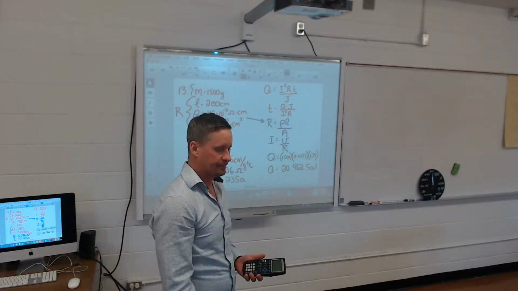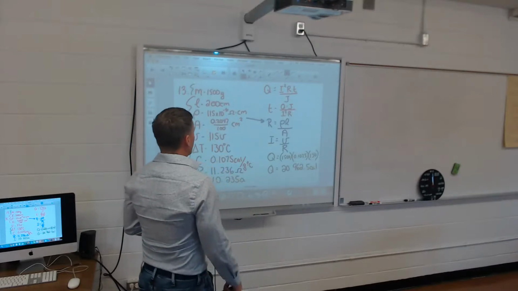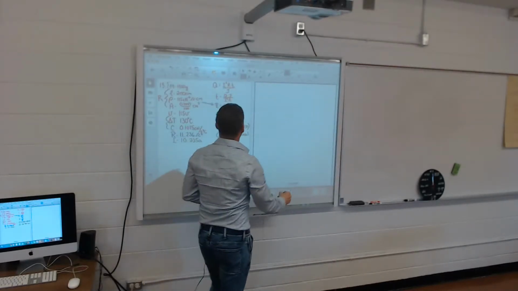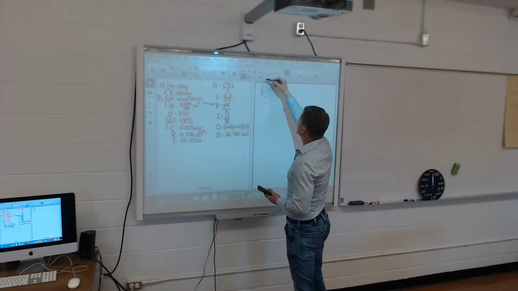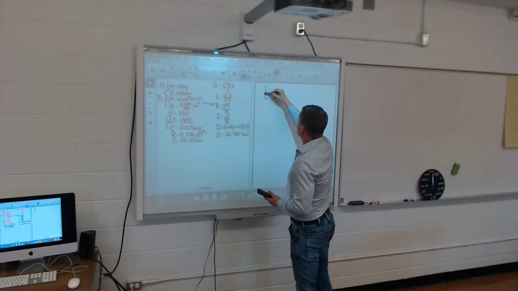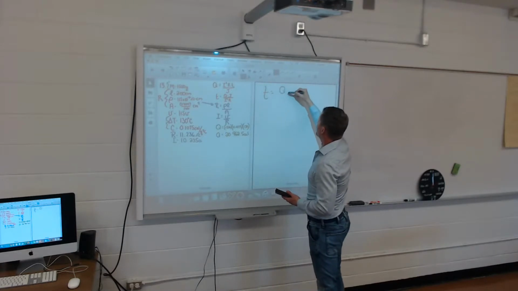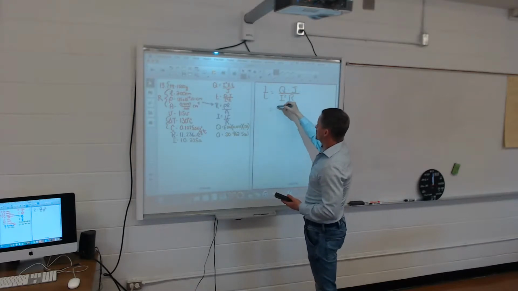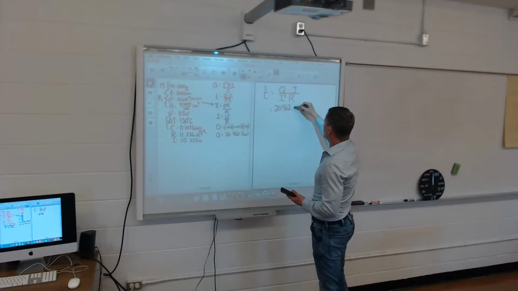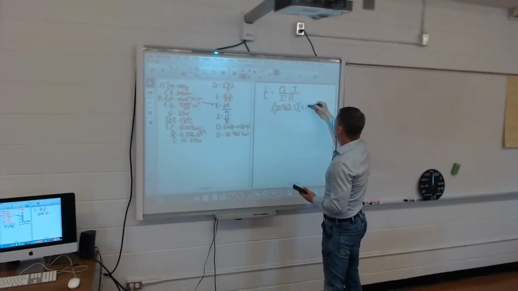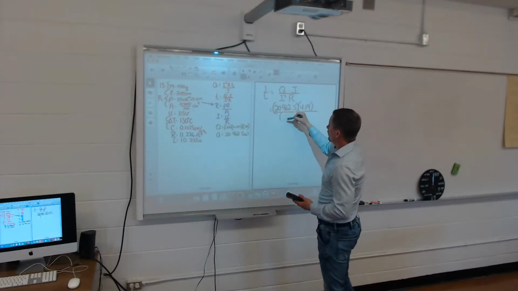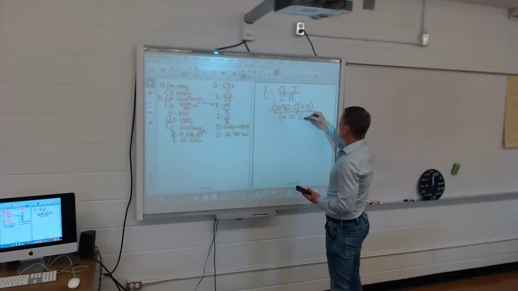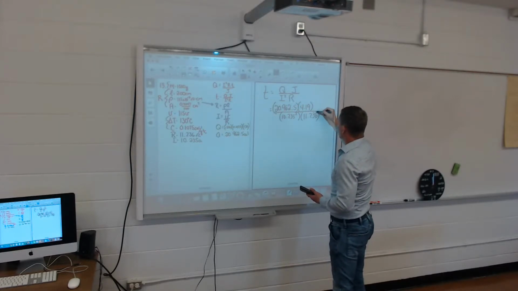Now I have everything I need. So the last thing I want to do is T equals QJ over I squared R. So 20,962.5 times 4.19 joules per calorie, over 10.235 squared times 11.236 ohms of resistance.